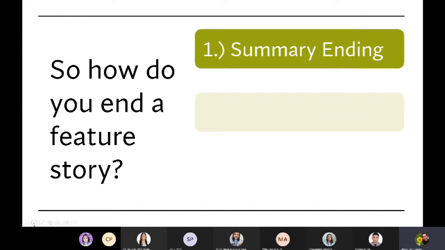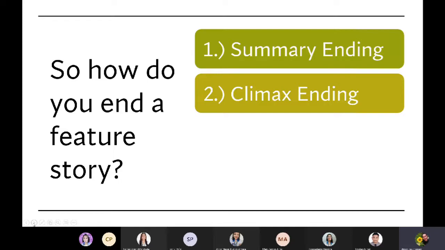Climax. End with the climax. I have read this feature article wherein he will tell a story. Okay? He tells a story, pero nag-stop siya doon sa rising action. And then after the rising action, what he did is that he explained what's happening. Sa ending, doon niya lang pinresent yung climax. So that is an example of climax ending.